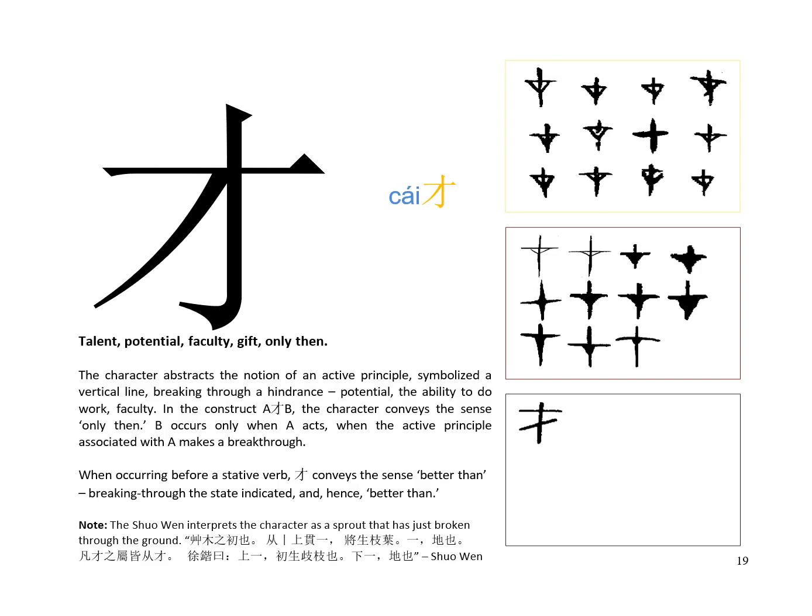This particular symbol indicates a line breaking through a space. An ancient dictionary, the Shuowen, says it's like a sprout breaking through the earth. So just as a sprout, a seed that is sprouting, indicates potential, it indicates talent, faculty, gift, and a situation which forms a foundation for something else too. So you have the predominant senses that include talent, potential, faculty, gift, and so on.